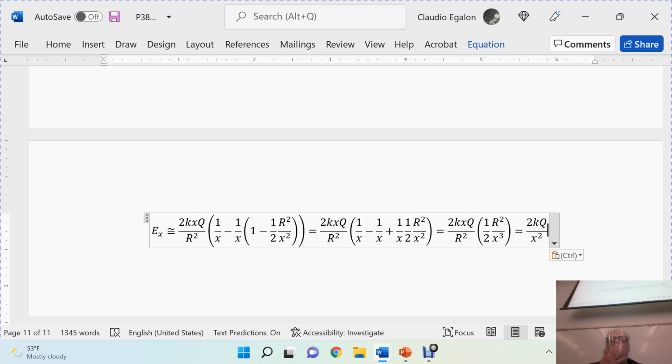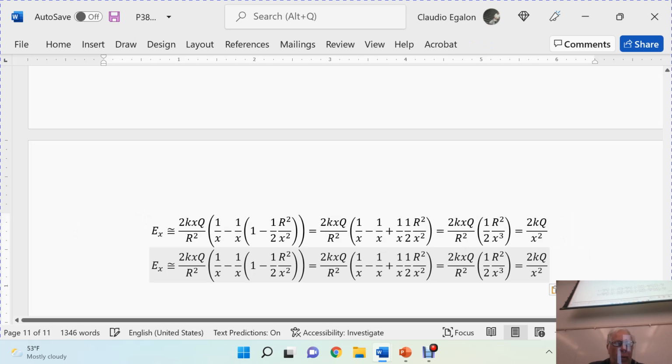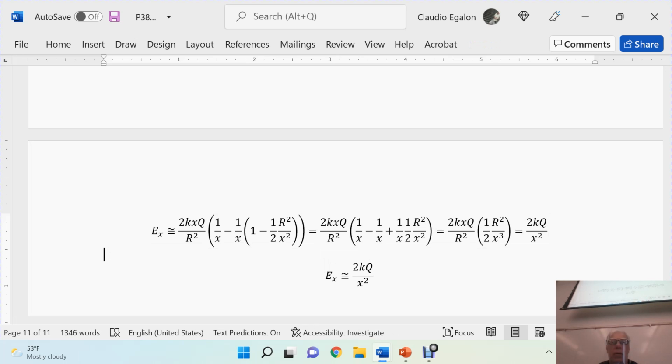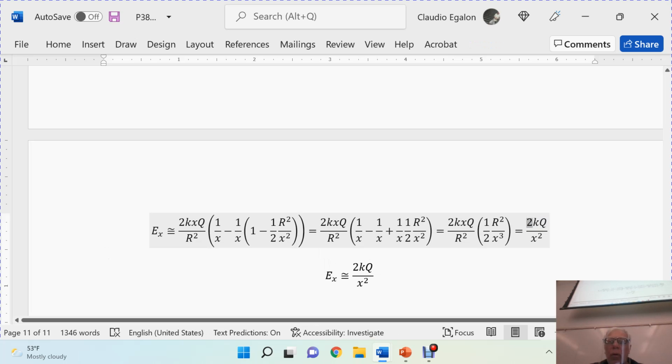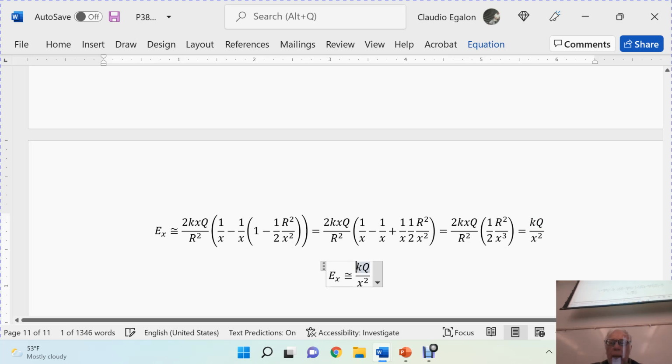And now I can write my final solution, my final approximate solution, as being 2kq over x squared. See the x squared here downstairs? It's just like the point charge. Okay. Oh yeah, the 2 cancels out. Thank you. Yeah, this 2 cancels out with this 2.